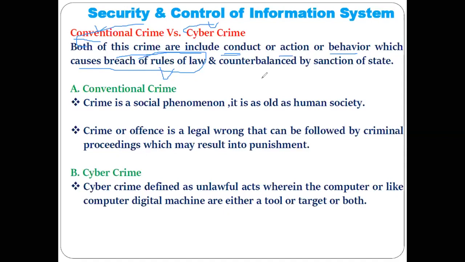Yes, sir. And such crimes are counterbalanced or controlled by sanctions of the state and rules, where if anybody commits a crime, the law is available to punish those who have done it. If you go specifically into what is meant by conventional crime, crime has been there since human society came into the picture. Crime has existed since the origin of human beings and other animals. Correct or not?